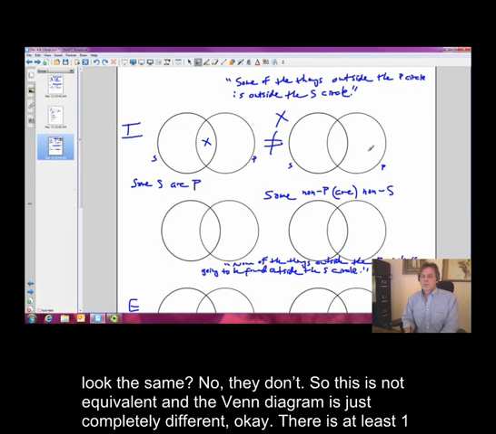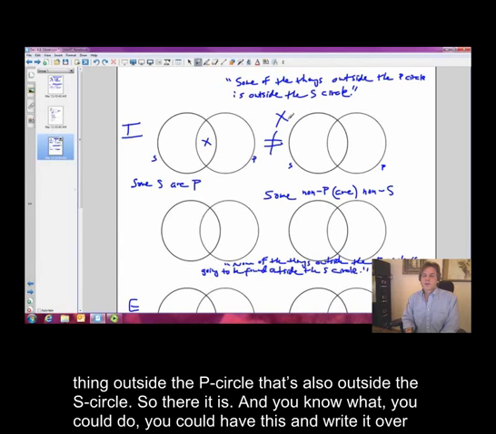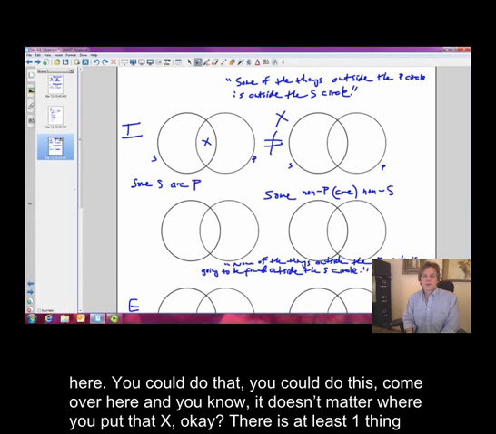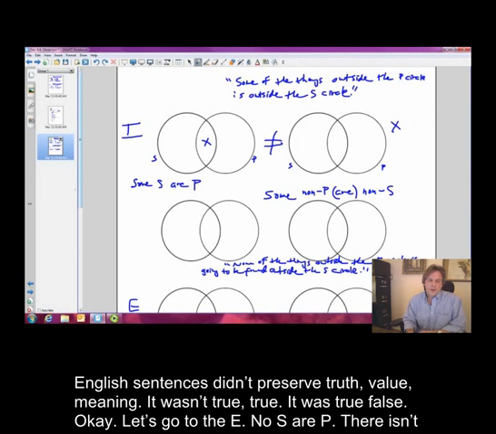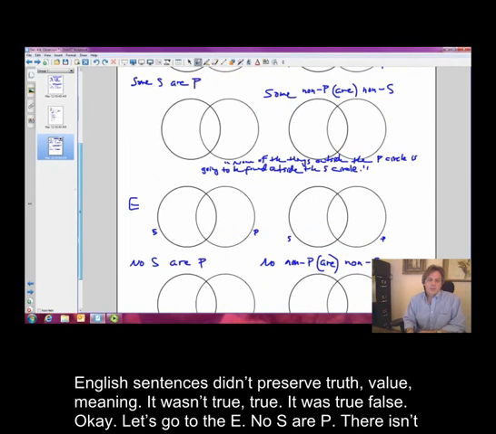Okay, there's at least one thing outside the P circle that's also outside the S circle. So there it is. And you know what? You could have this and write it over here. You could do that. It doesn't matter where you put that X. There's at least one thing outside the P circle that's also outside the S circle, and you can put it over here. Okay? So the Venn diagrams don't match, confirming that the two English sentences didn't preserve truth value. It wasn't true, true. It was true, false.